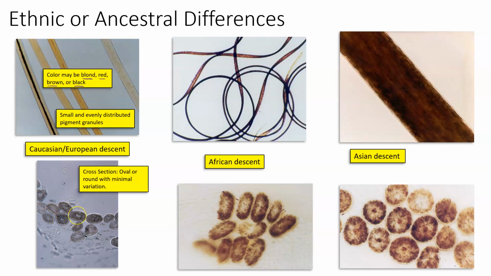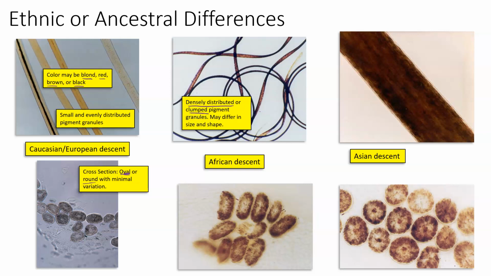But in Caucasian or European descent, the cross-sections often have minimal variation, but they can be oval or round, depending on the shape or the type of hair, whether it's curly, wavy, or straight. As you compare that to the African descent, when you look at it just based on these pictures, you notice that the pigments are densely distributed throughout and clumped together.